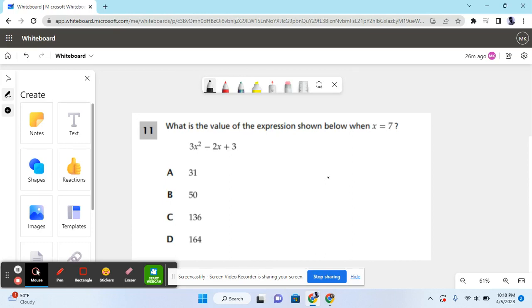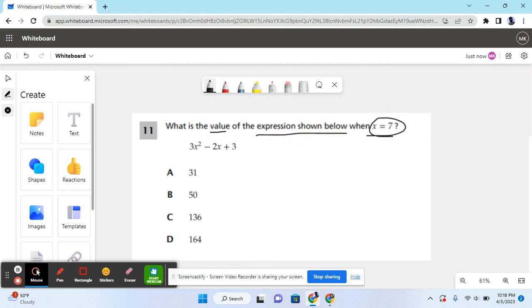Hello everyone, this is Moonlight Learning Academy, and today we are going to be doing questions 11 through 16 of the 2022 Grade 6 Mathematics Day exam for New York State.